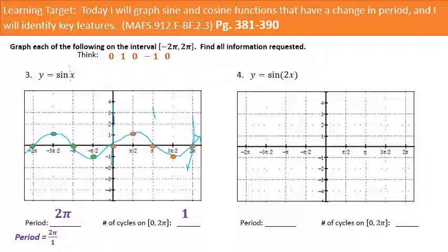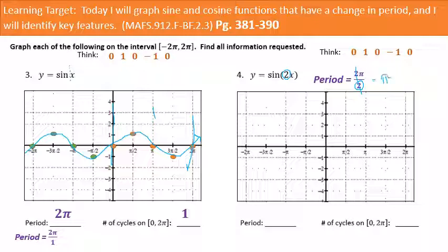Okay, look what happens with number 4. Now our period is going to change. So it's sine, and we're still thinking 0, 1, 0, -1, 0. But now we do have a period change. Now the b value is 2. So that 2 corresponds to this 2 here. The period is equal to 2 pi divided by 2, which means the period is going to be 1 pi.